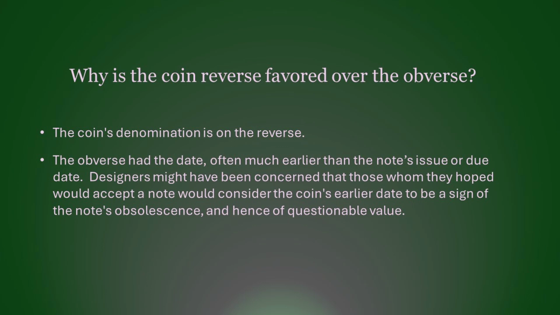The coin obverse shows the date, and this could be much earlier than the note's date. This is especially true for Spanish coins. Perhaps there was concern that the older coin date might indicate that the later dated note was not valid.